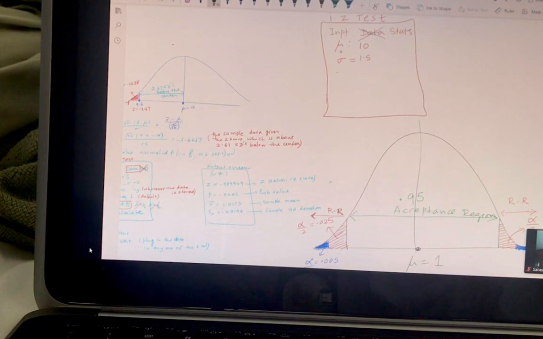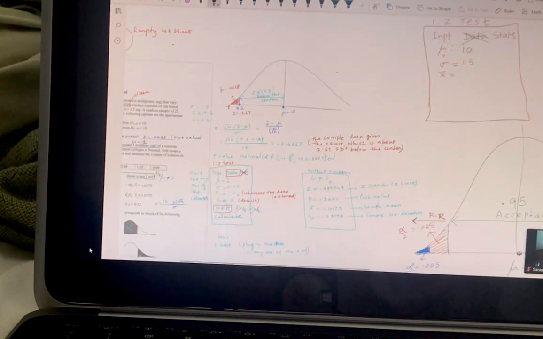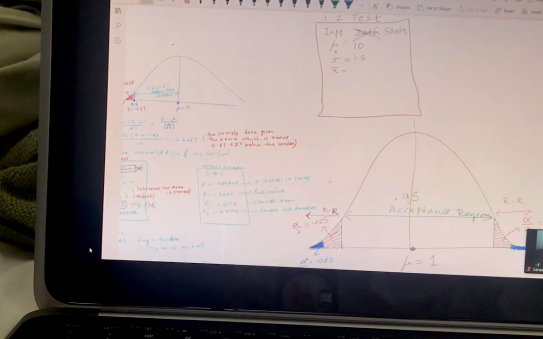Move the cursor down and it is asking what is the X bar value. The X bar value from my data is 9.2. So the 25 capsules are giving the mean, which is 9.2. Plug it in. Move the cursor down, and then it's asking what is the n value. N value is 25. Plug it in.